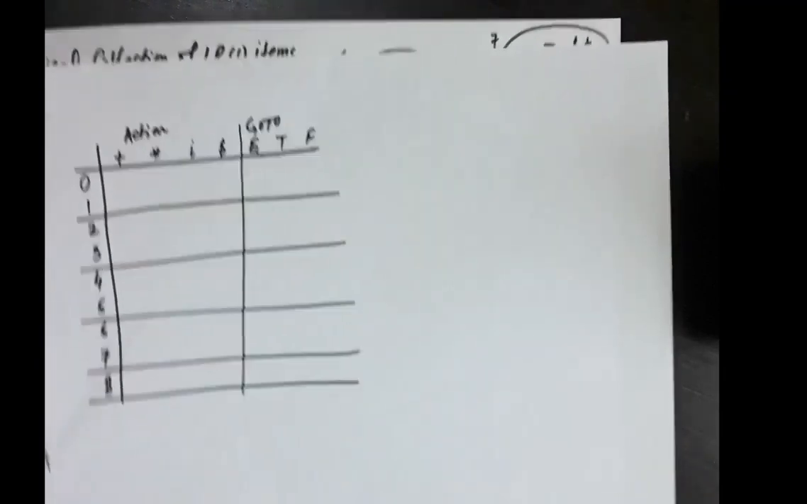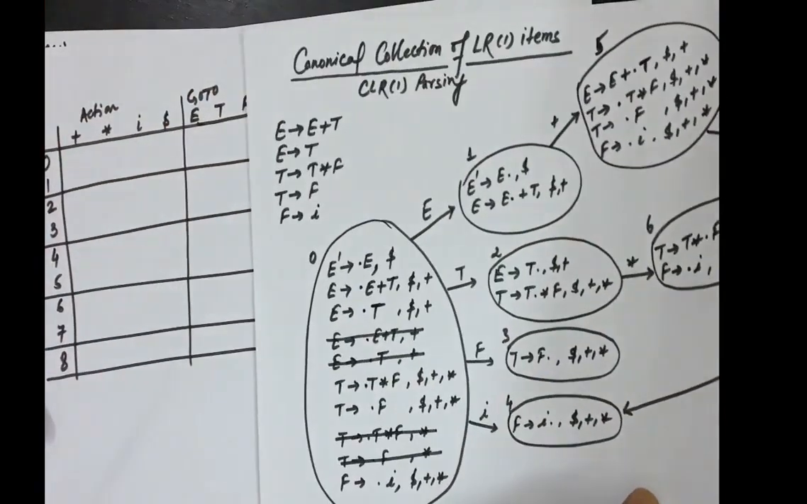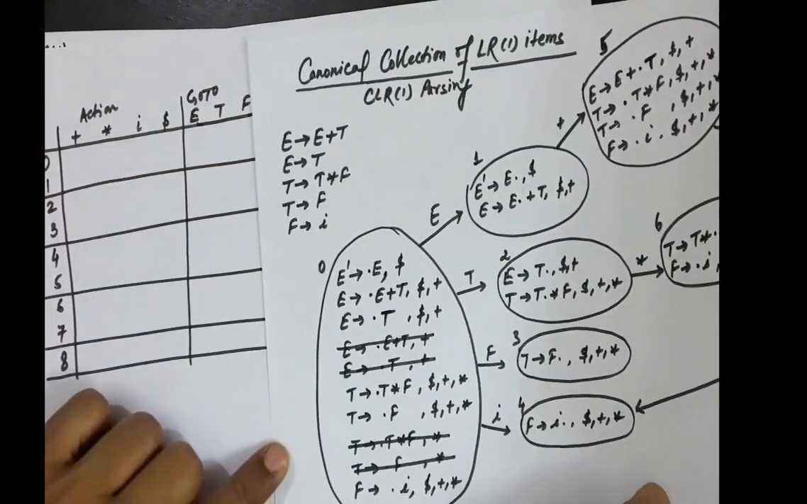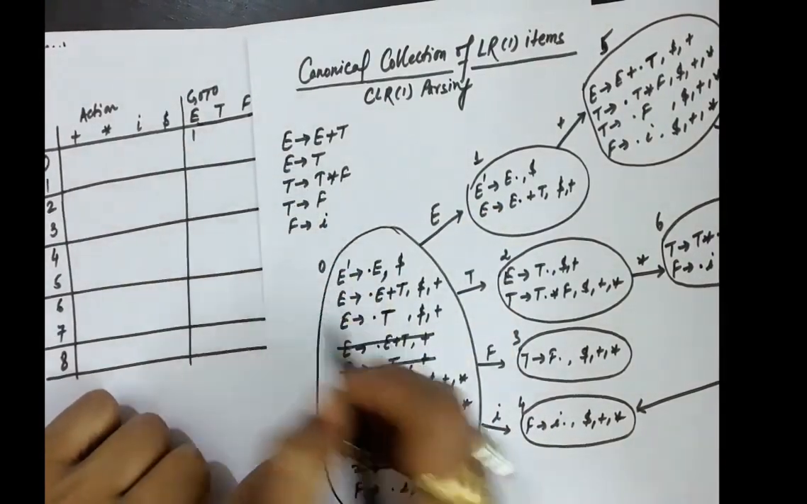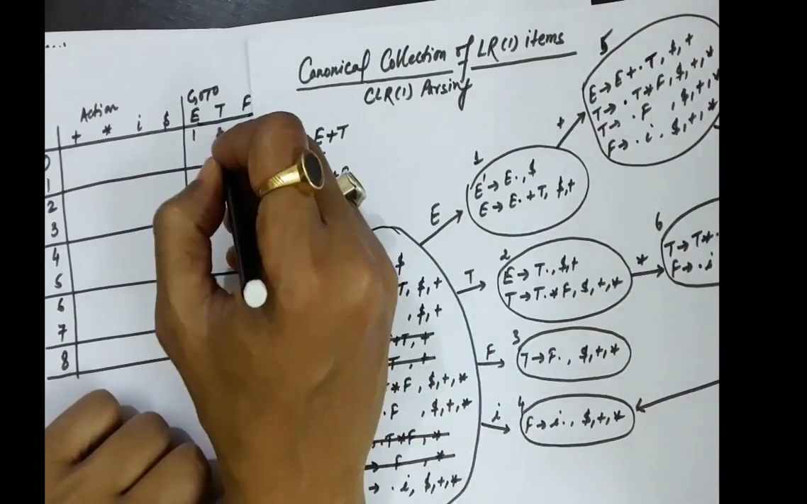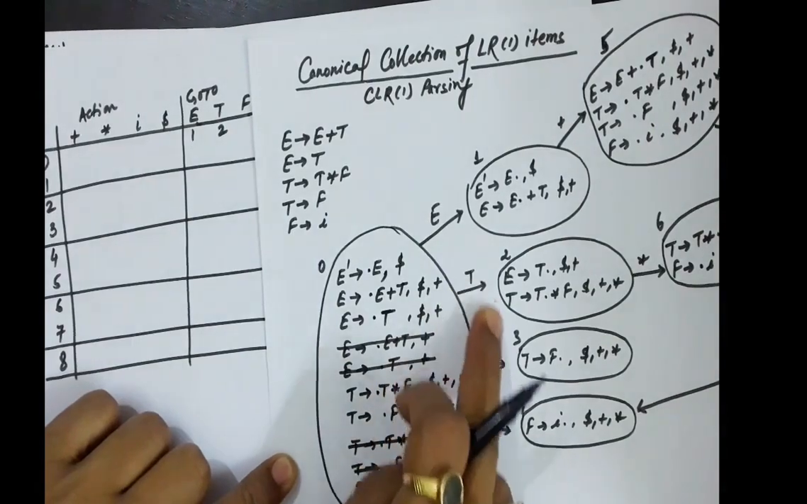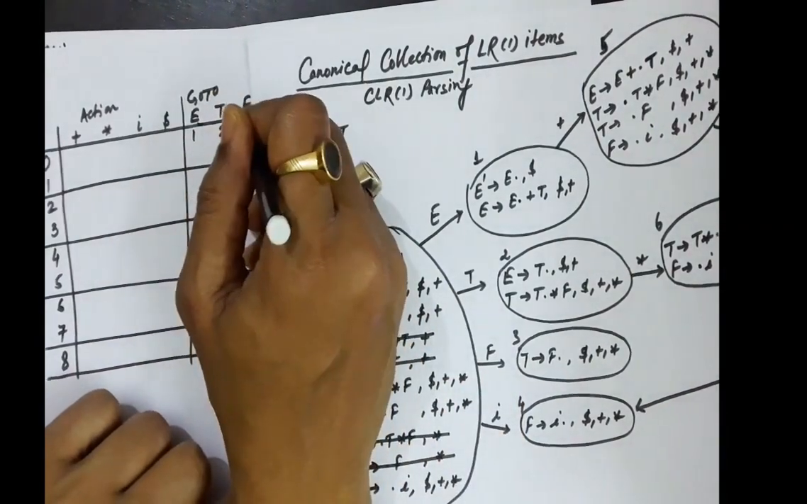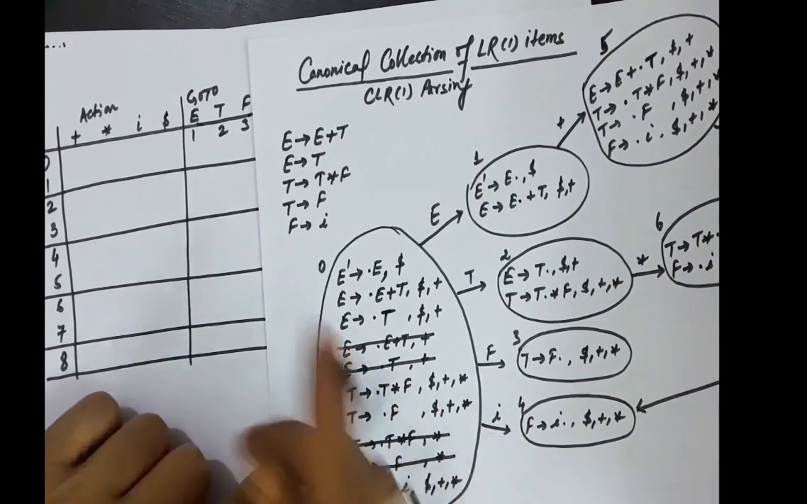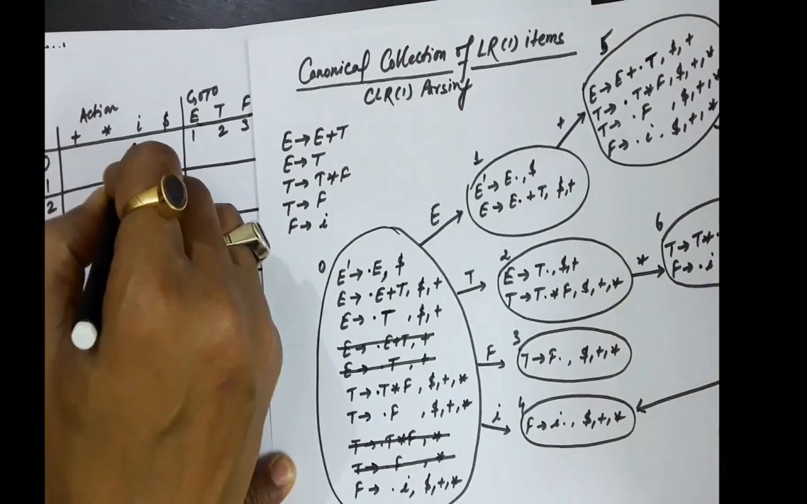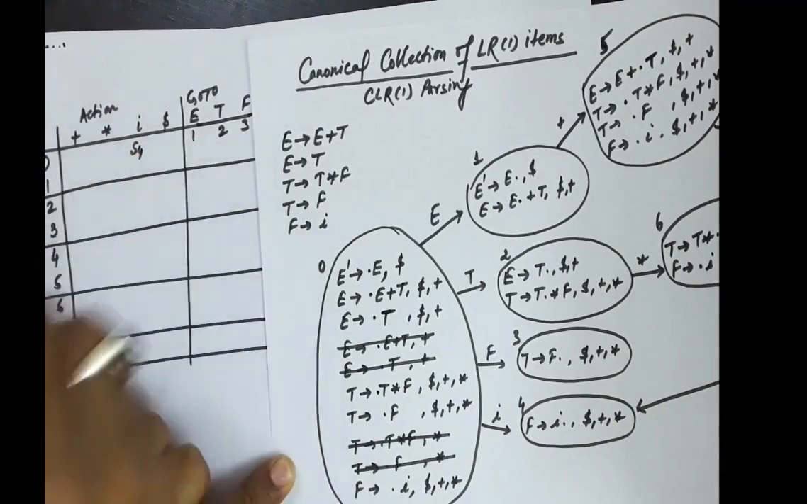For making the entries, let's look at this canonical collection. Fine. So from 0 with capital E we are going to 1. From 0 on capital T we are going to 2. From 0 with capital F we are going to 3. From 0 on I we are going to 4. This I is the terminal symbol. So with 0 and I we will be writing 4.